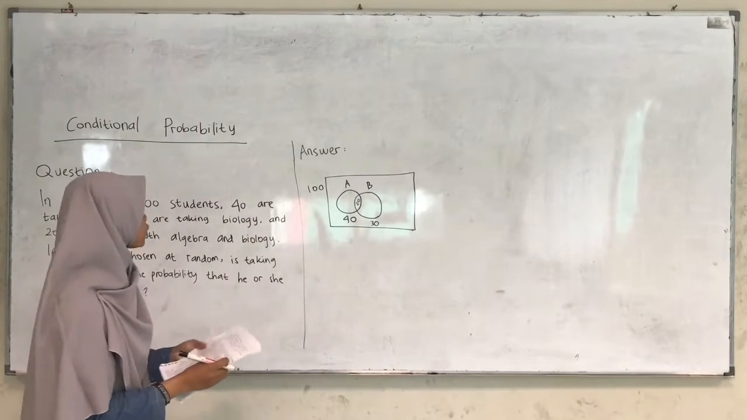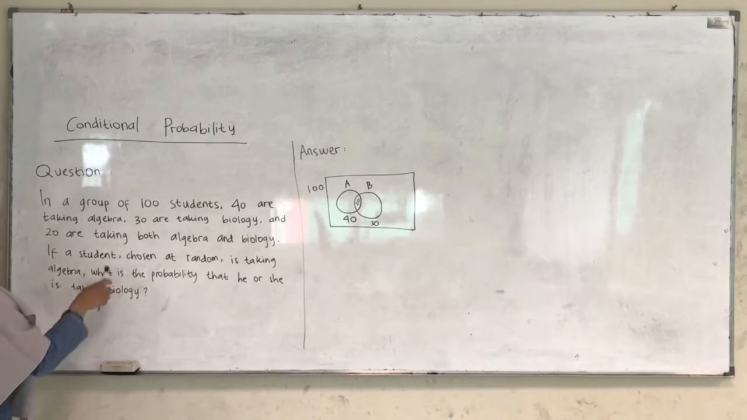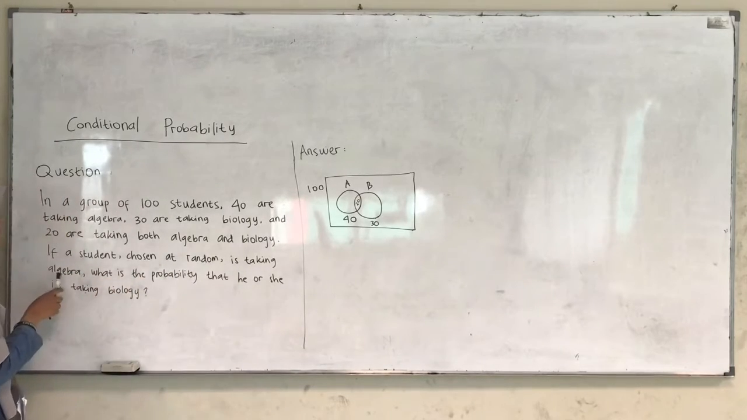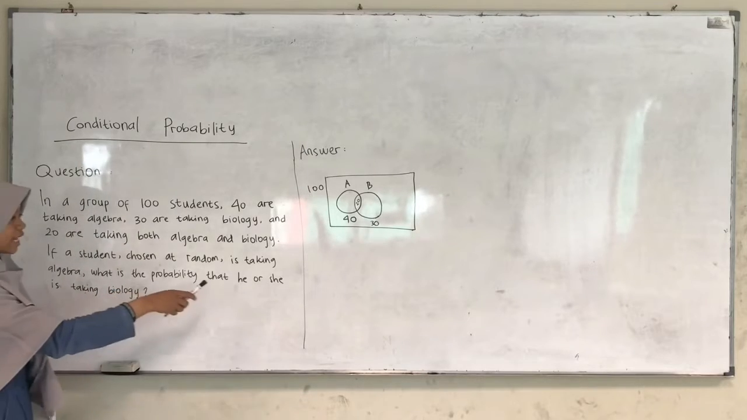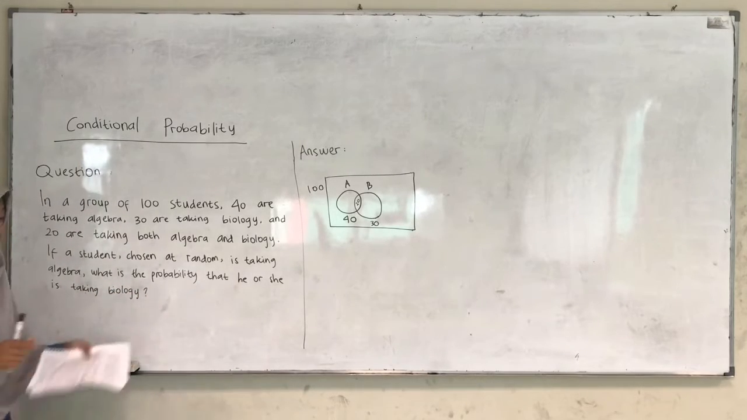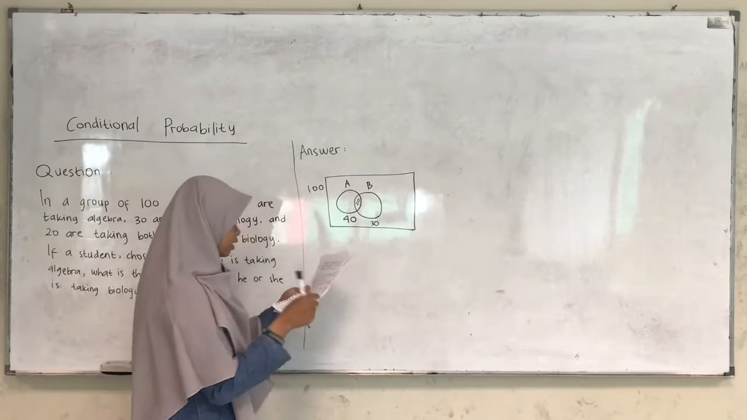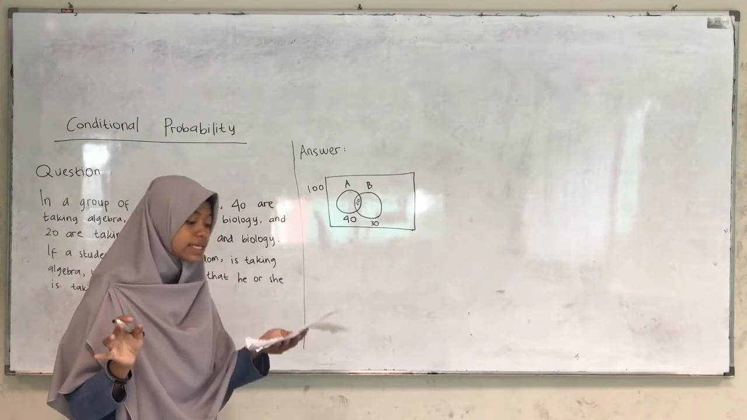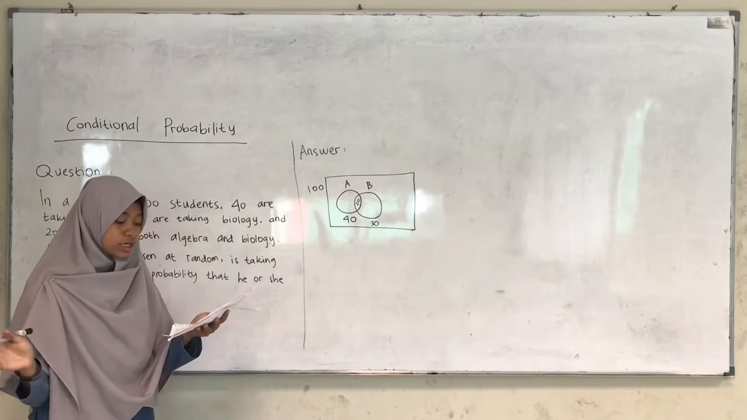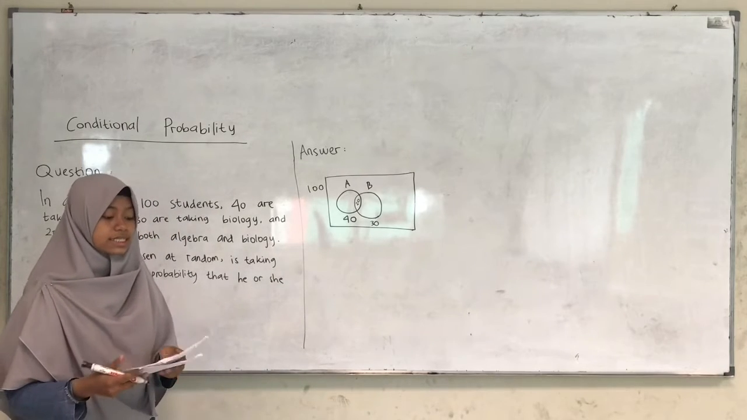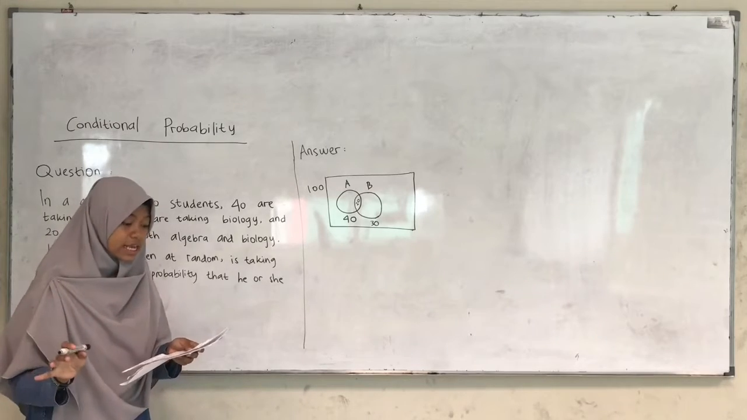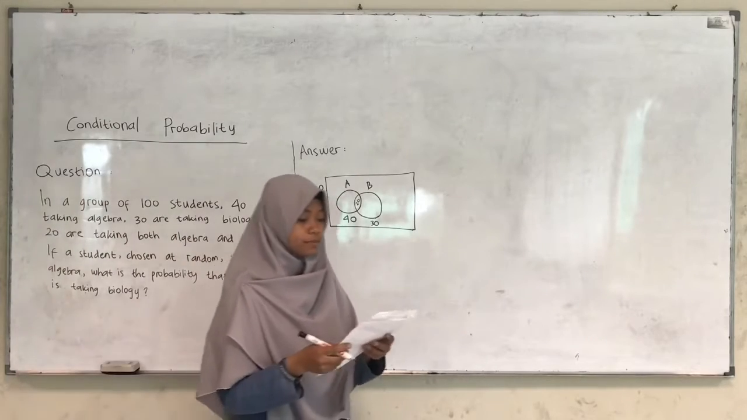And then the question is, if a student chosen at random is taking algebra, what is the probability that he or she is taking biology? It says they have already chosen a student at random, and that student is taking algebra. What is the probability that he or she is taking biology?